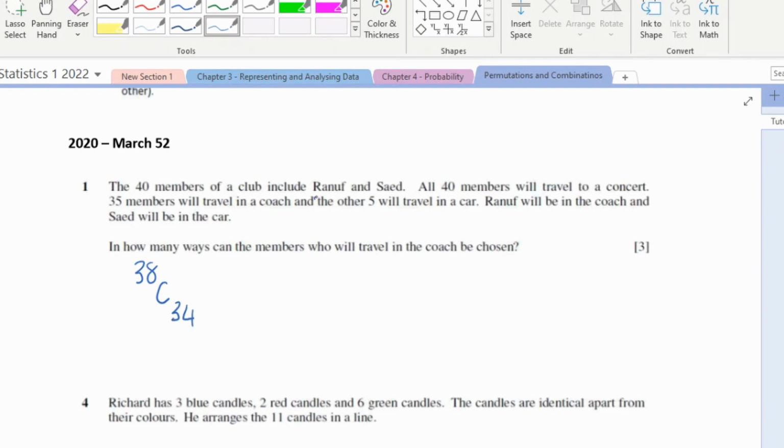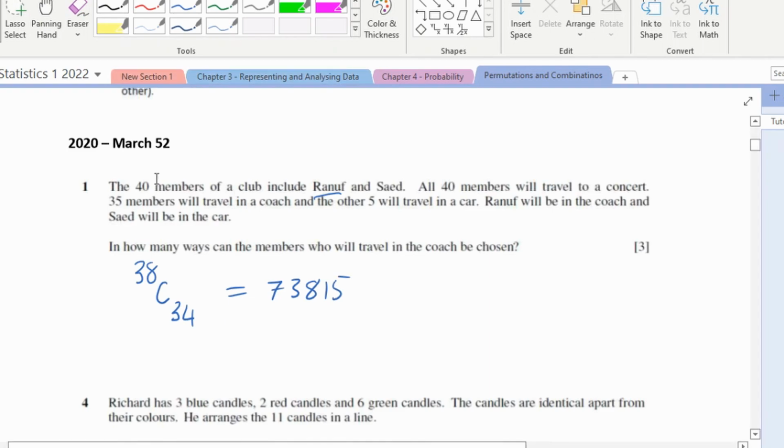Yeah, Ranuf is already in the coach, so there's only 34 spots left. So you just chuck that in the calculator and you get this as your answer. So that's your 3 marks. That seems quite simple, really. If only we got something like that in the actual exam.